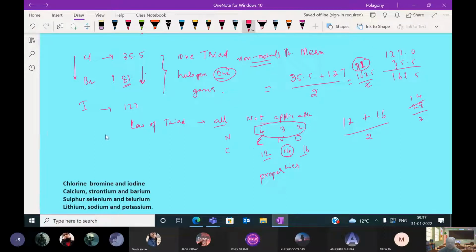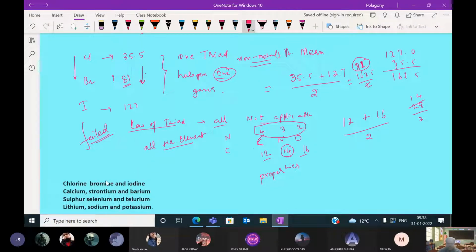That means if you start applying this law of triad system critically, sometimes you may get the arithmetic mean, sometimes not, and the properties may not match either. That's why Dobereiner could not succeed in applying the law of triad to all the elements, and the classification was completely not accepted. But he gave a logical idea of how to classify elements based on atomic weights and properties. That's why Dobereiner's classification is an important discussion.